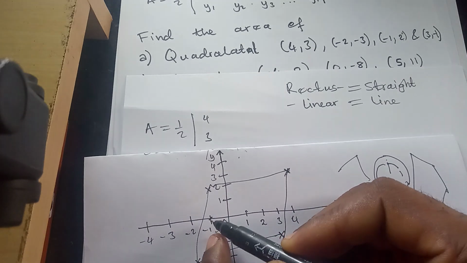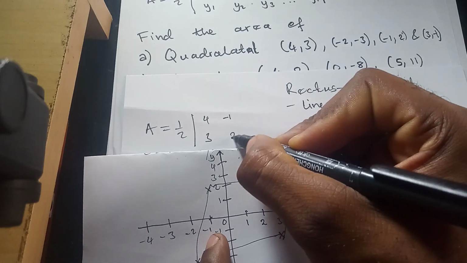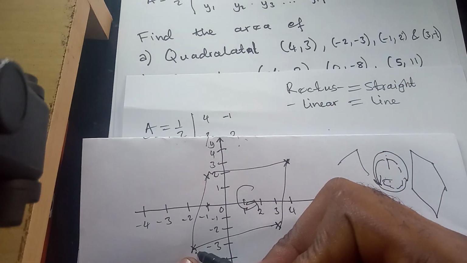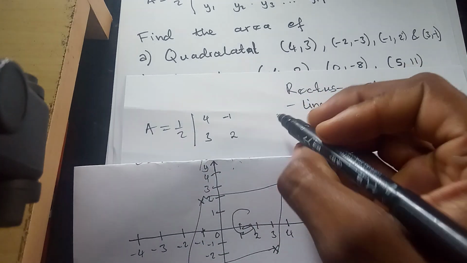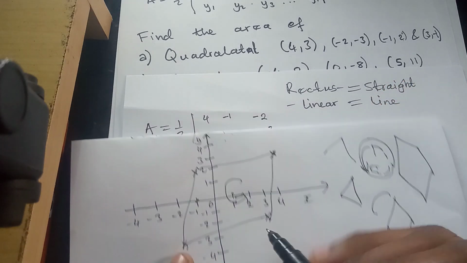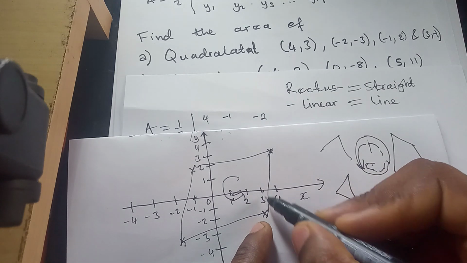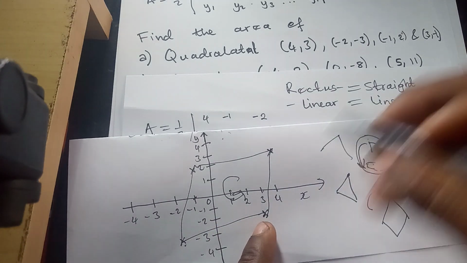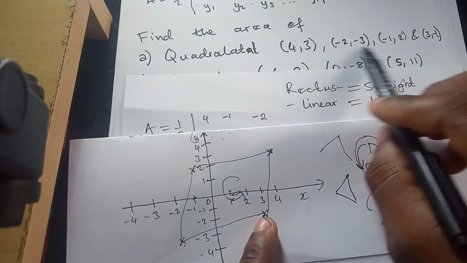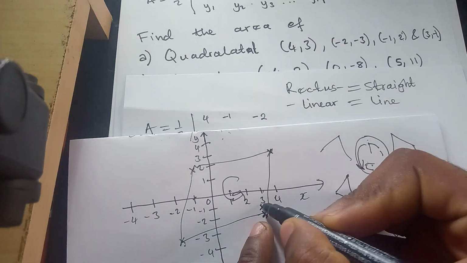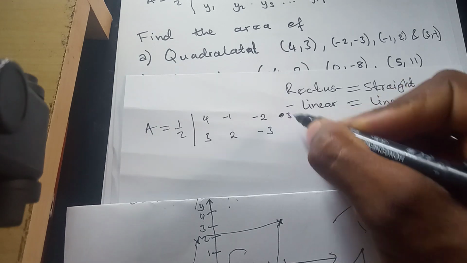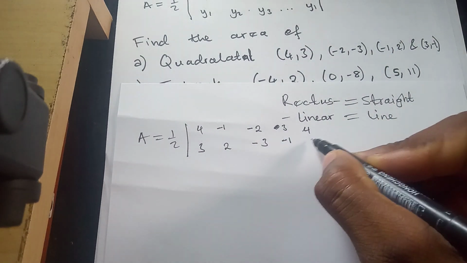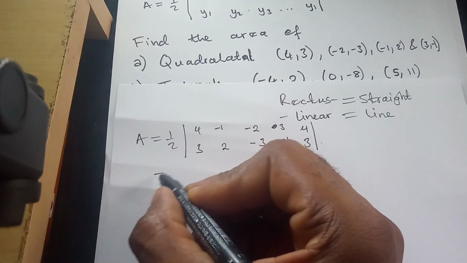Next I'll pick this one, -1,2. Remember we are moving in an anti-clockwise manner. Then we have this one, which is -2,-3. And finally, we have this one here, which is 3,-2? I think it's supposed to be -1. Let me check. We don't have 3,-2, so this is supposed to be 3,-1. And then at the end, you repeat the first set of coordinates, so you have 4,3.